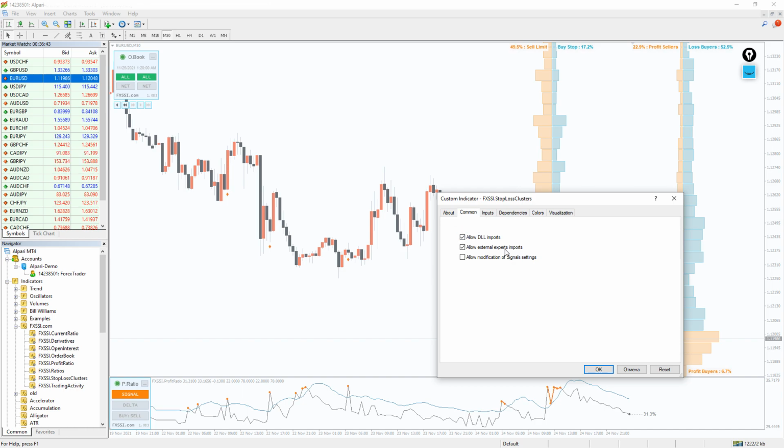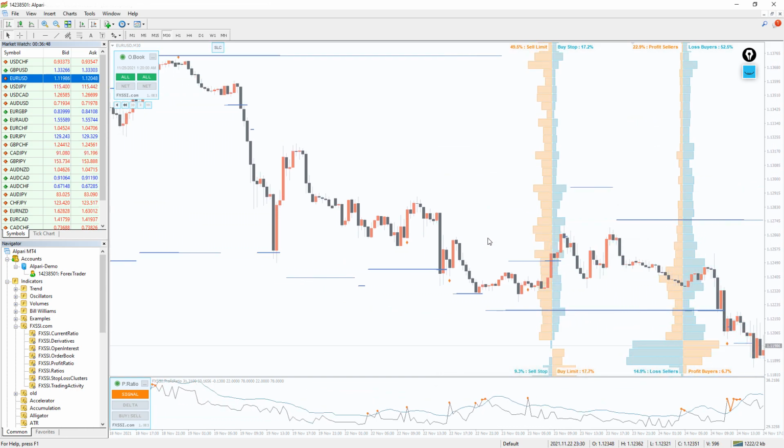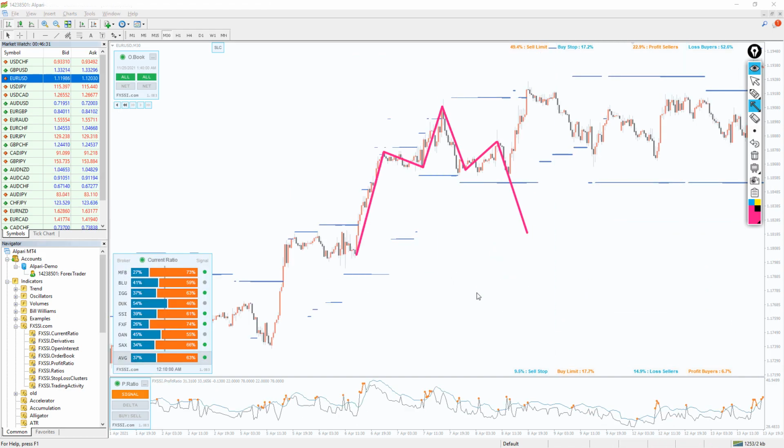Let's take a look at what's happening during the pattern formation and how the market looked when the pattern was unfolding. For a quick assessment of market sentiment, let's take the current ratio indicator. It shows who currently dominates the market, buyers or sellers. Statistics are displayed based on the data from a number of the largest brokers. We can see that most of the traders are selling at the moment.